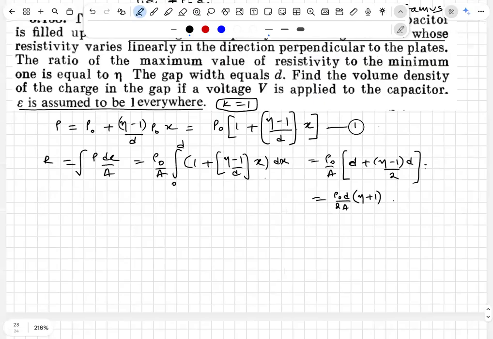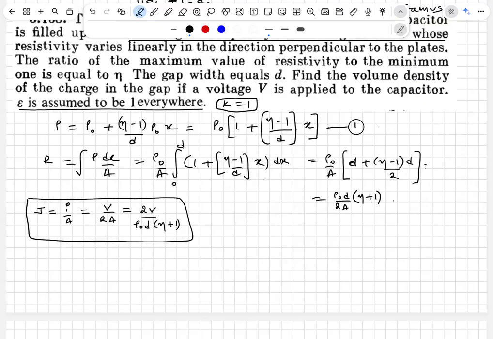Fine. Now you know resistance, you know voltage, so you know the current, and you know the current density also. So what is current density here? Current density is current by cross-sectional area, which is voltage by resistance into area. Resistance into area can further be written as 2V by rho naught d times (eta plus 1). Obviously, it's a constant because it's a series situation. But they are not asking you about this.